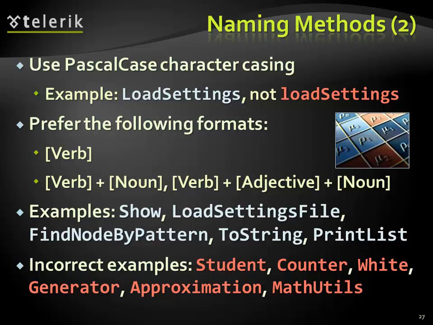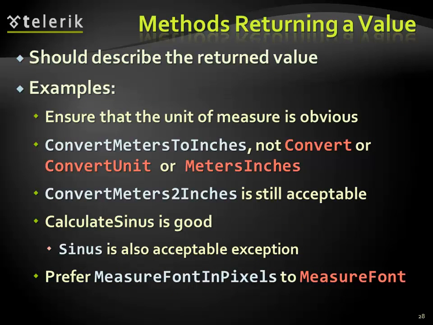Sometimes your methods return values, and it is always a good practice when the value that is being returned is described in the name of the method. Like a good name would be ConvertMetersToInches instead of just Convert or ConvertUnit or MetersInches. Sometimes ConvertMeters2Inches with using the number 2 can be acceptable, though I wouldn't say it is recommended.